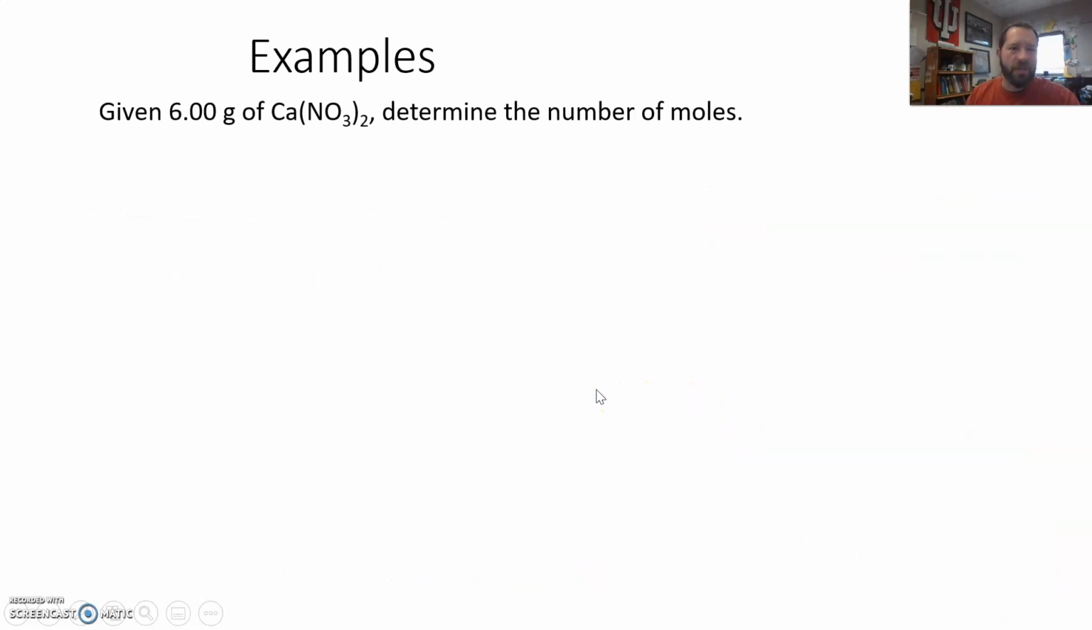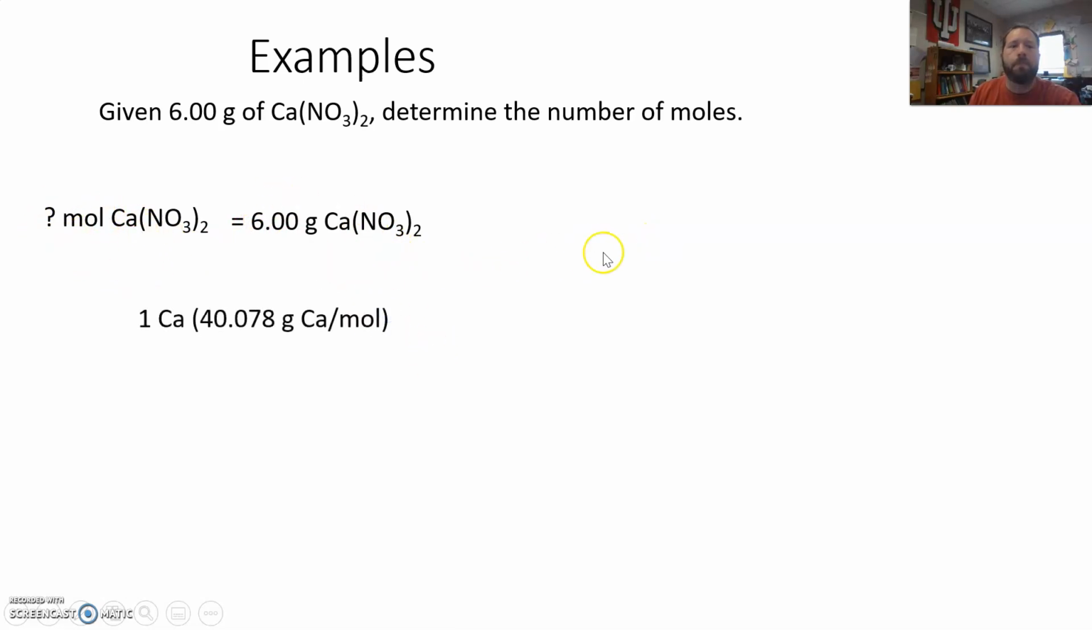Let's take a look at a couple examples. Given 6 grams of calcium nitrate, determine the number of moles. So, question mark moles of calcium nitrate equals 6 grams of calcium nitrate. What are we looking for? What did they give us?